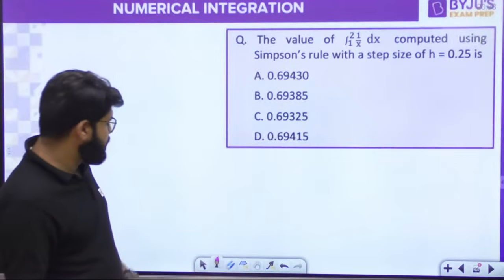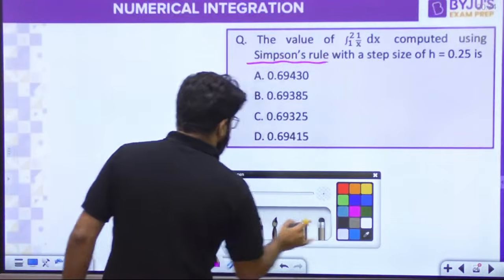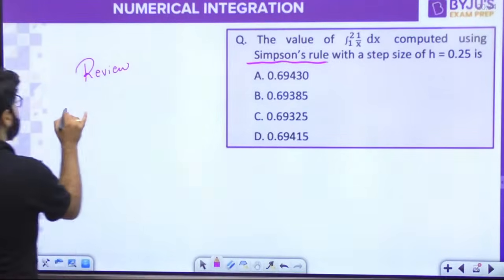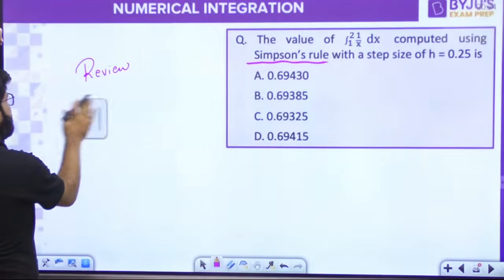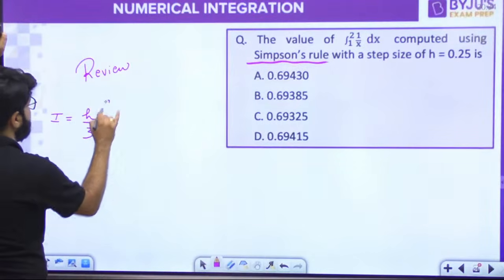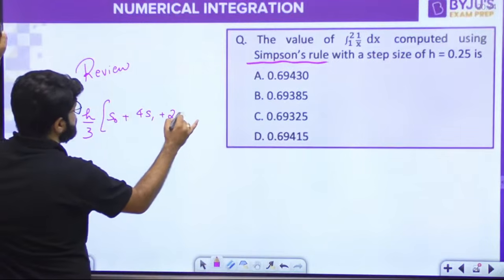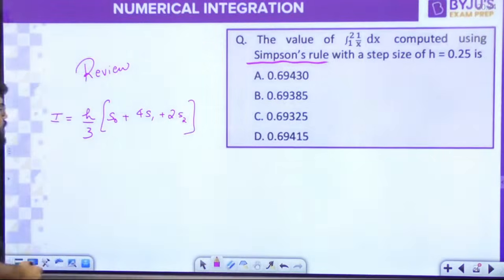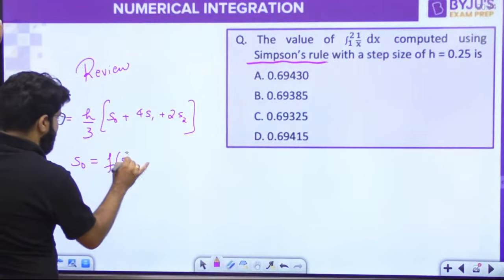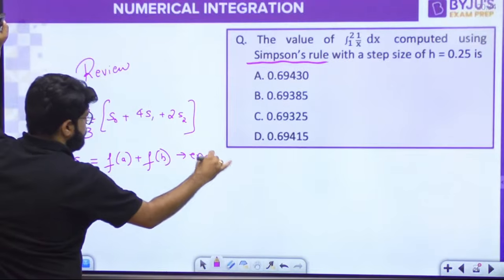Let's move towards the next question. Everybody solve this question with Simpson's rule. Let us review the formula for Simpson's. What was the formula? The integration will be given by Simpson's, matlab Simpson's 1/3 rule by default: h by 3 into 1, 4, 2, S0 plus 4 S1 plus 2 S2. That is the code 142 जो मैंने बोला. Right. What is the value of S0? FA plus FB, end points.